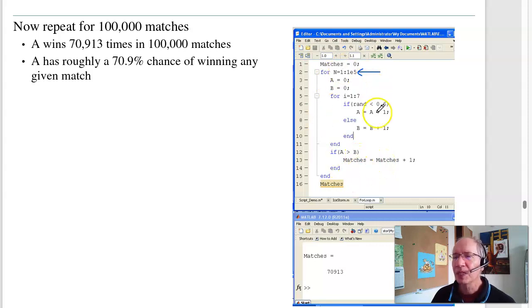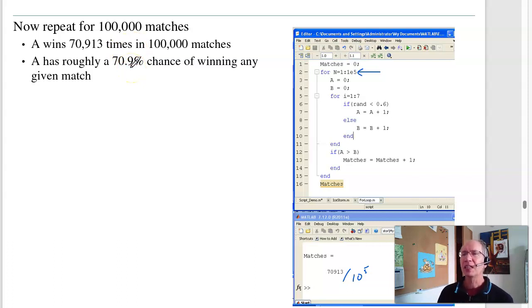When I'm done, how many times did A win the match? In that case, A won 70,913 times. So roughly, that divided by 100,000 is the probability that A is going to win any given match. A's got about a 70% chance of winning a match.